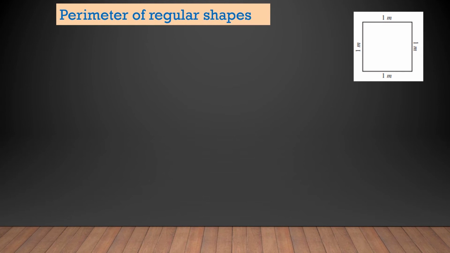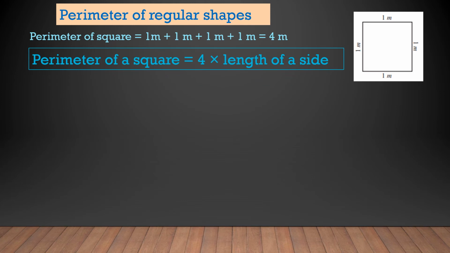of the picture frame. Thus, the length of the tape required is equal to the perimeter of the square, which is 1 meter plus 1 meter plus 1 meter plus 1 meter, that is equal to 4 meter. Now, we know that all the 4 sides of the square are equal. Therefore, in place of adding it 4 times, we can multiply the length of one side by 4. Thus, the length of the tape required is equal to 4 into 1 meter, that is equal to 4 meter. From this example, we see that perimeter of a square is equal to 4 into length of a side.